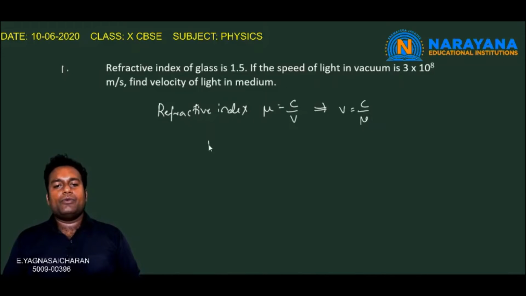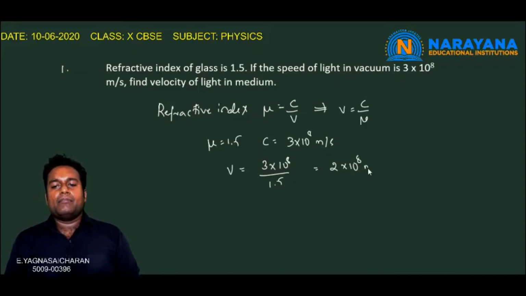The value of mu is given as 1.5 and the value of C is 3 into 10 power 8 meters per second. So if you want to find the speed of light in glass, V is equal to 3 into 10 power 8 by the refractive index value 1.5. So we are going to get the value as 2 into 10 power 8 meter per second. Therefore, the speed of light in glass is 2 into 10 power 8 meters per second.